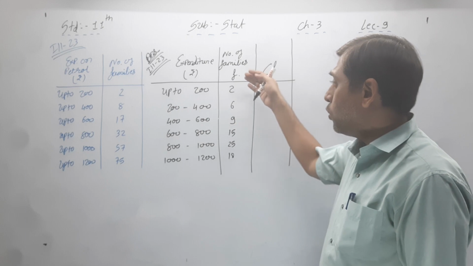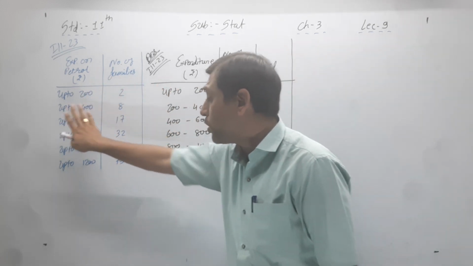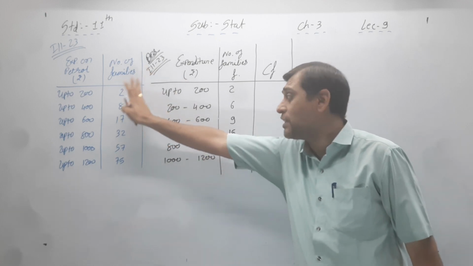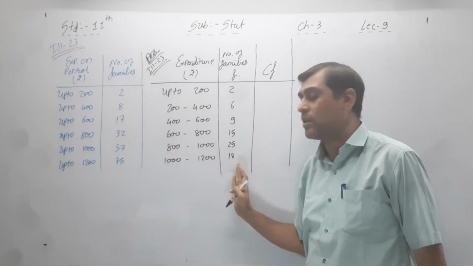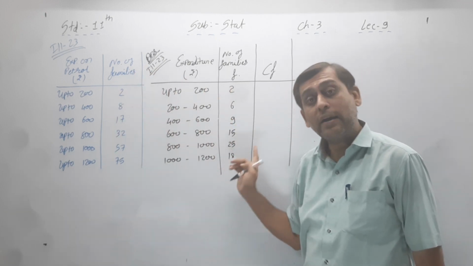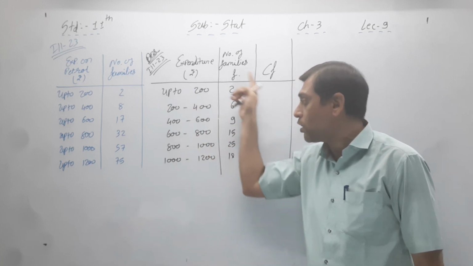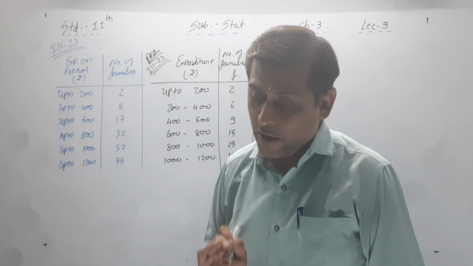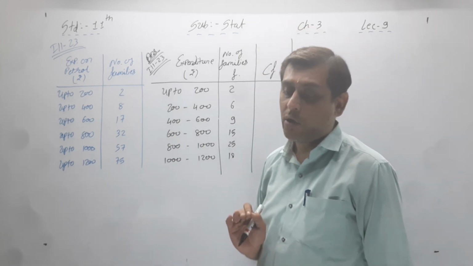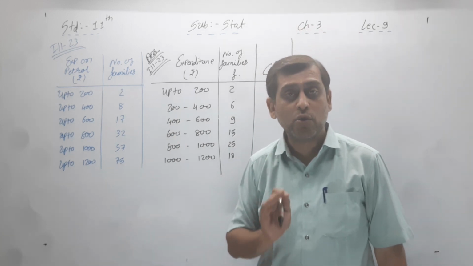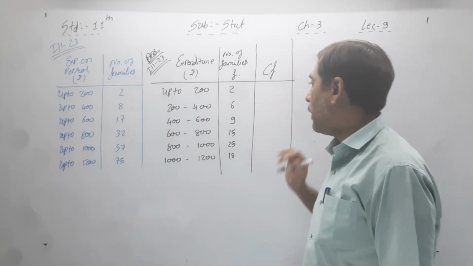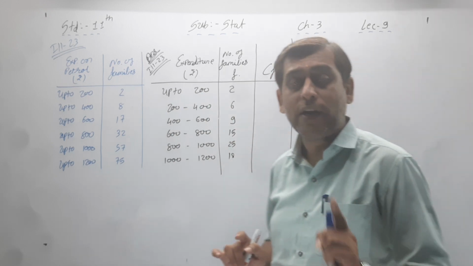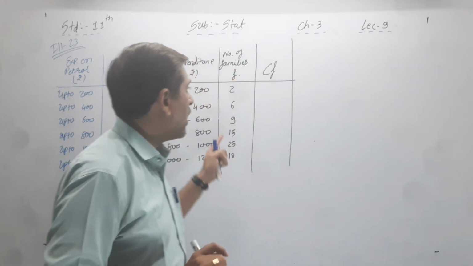Okay, so from this data, your original frequency is here. And now on the basis of this original frequency, you have to find out the median, right? Find out the median expenditure on petrol for these families. How do we find out the median? First of all, you have to find out the cumulative frequency. To find out the median, we first have to find the cumulative frequency.